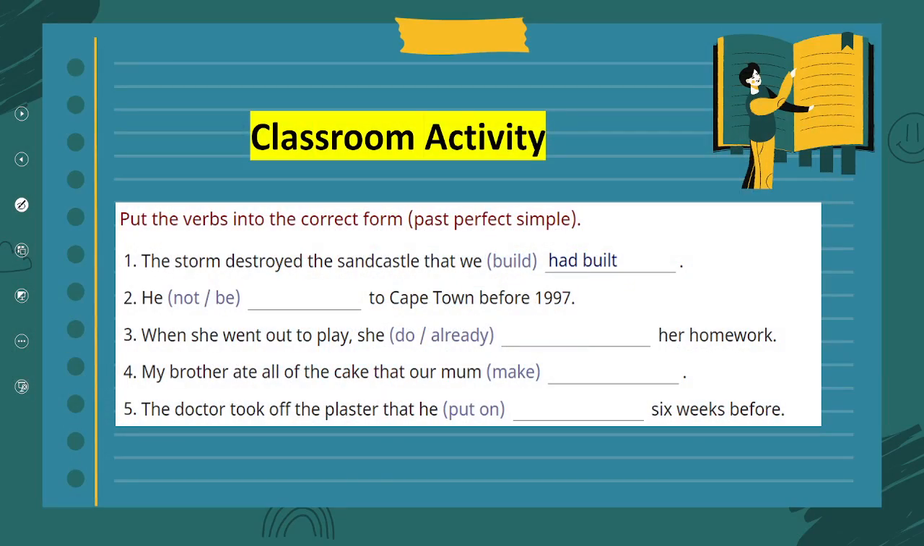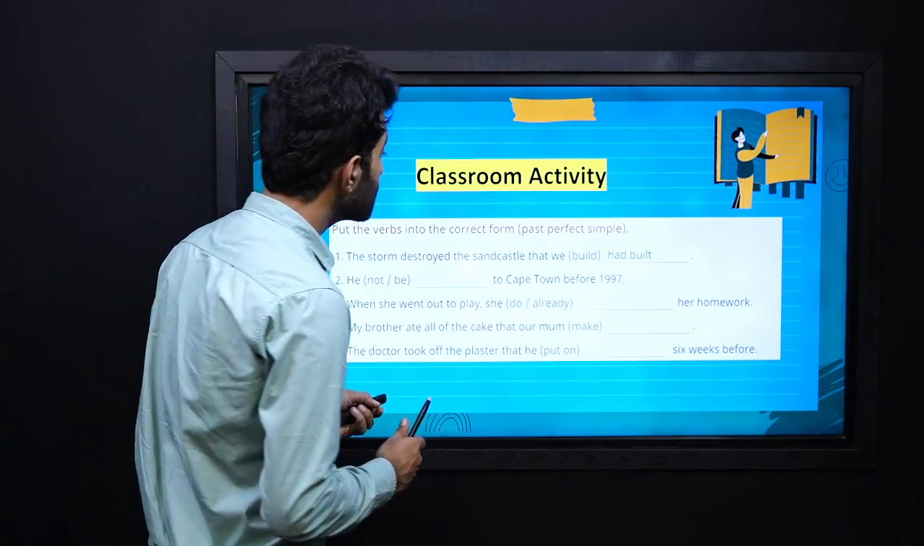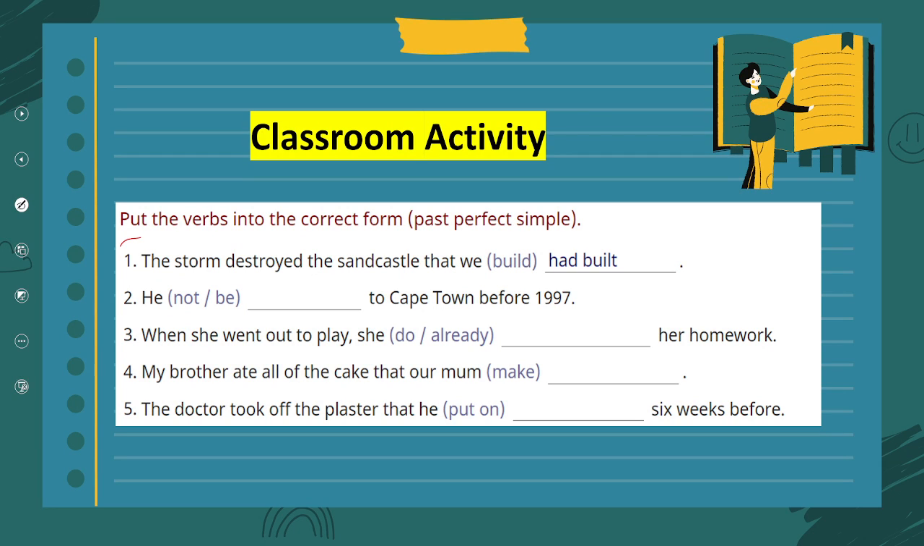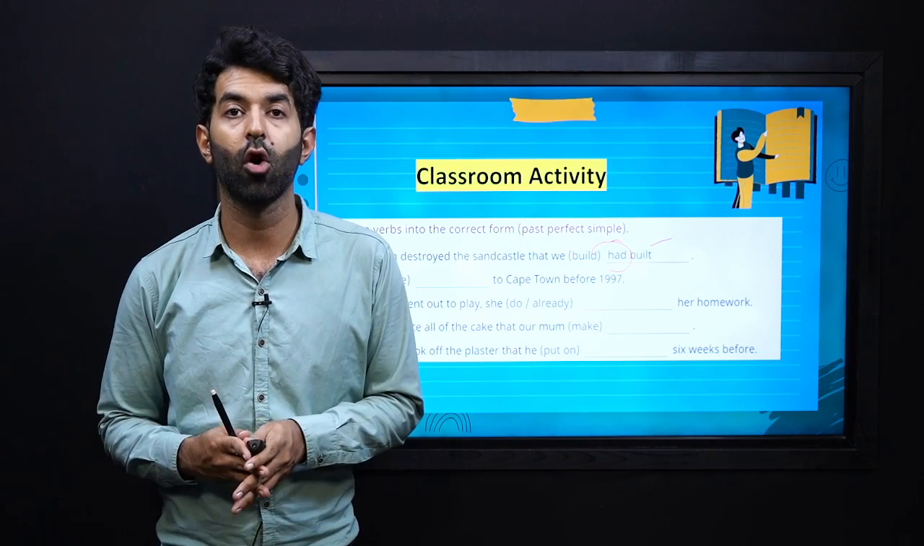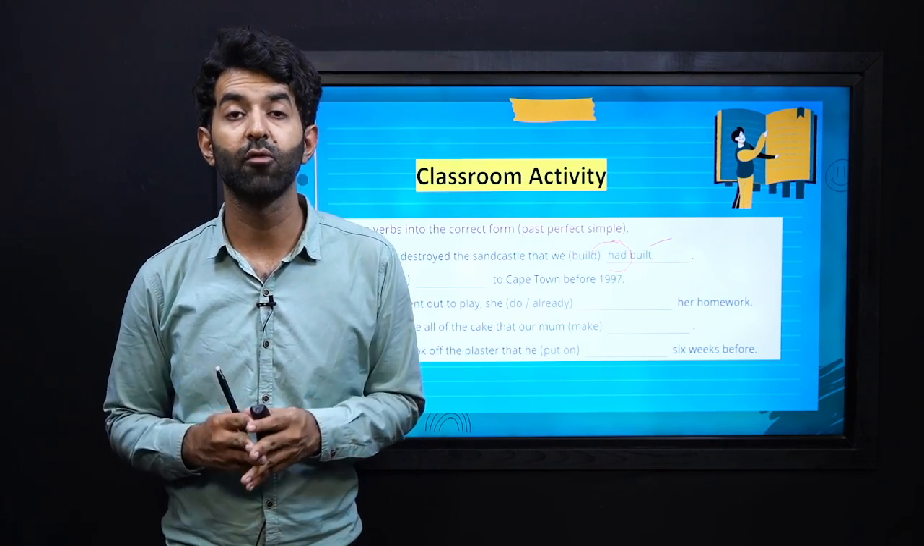Same goes for here. This is in the past perfect tense or past perfect simple. The first one has been done for you. The storm destroyed the sandcastle that we built. Now we know that for past perfect we use had and then the past participle of the verb, built, and that's how you form a past perfect tense in the simple form.